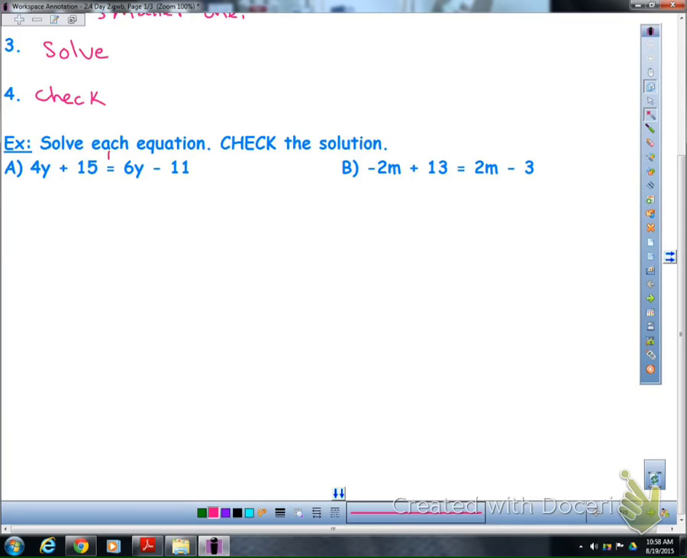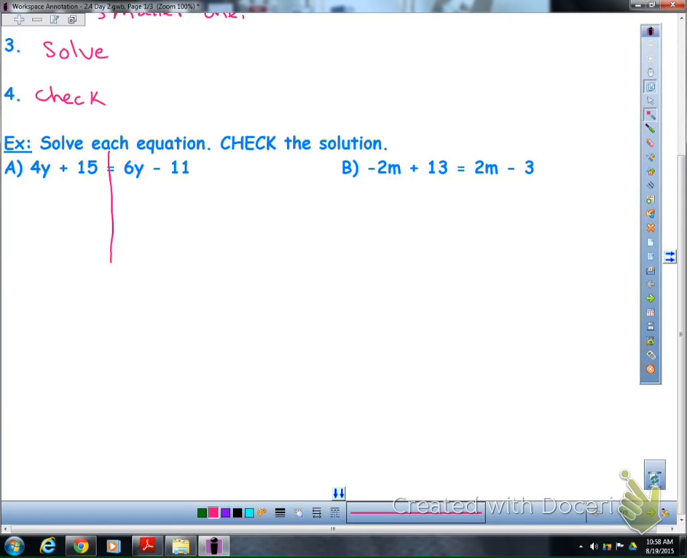Alright, looking at these 2 examples on the bottom, remember our step 1 is to simplify both sides. Simplify means get rid of parentheses and combine any like terms. Well, if you look at both sides of these, there are no parentheses and there are no like terms, so both sides are simplified. We can skip on to step 2. Step 2 tells us we have to get the variables on the same side, and we're going to do that by moving the smaller variable.